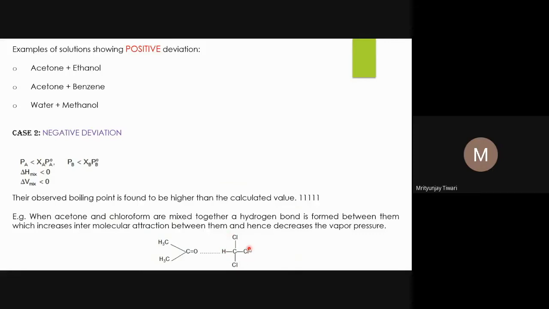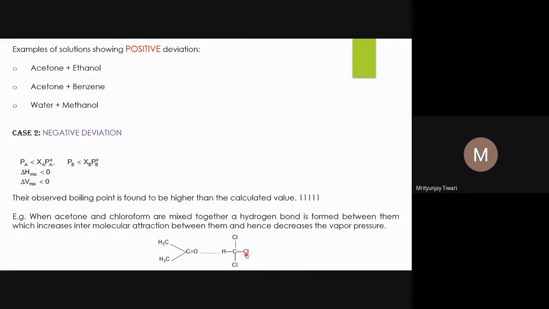A hydrogen bond is the interaction between two chloroform molecules, and that interaction is weaker than the interaction between chloroform and acetone. Why? Because the chlorine is larger in size, and because of the larger volume, its lone pair density is lower. If you remember, electronegativity is more than carbon, so there will be some partial negative charge on the chlorine, and that partial negative charge is spread over the entire volume of chlorine.